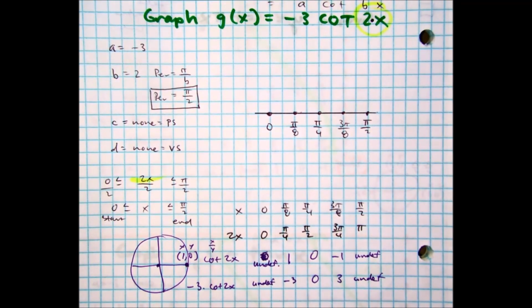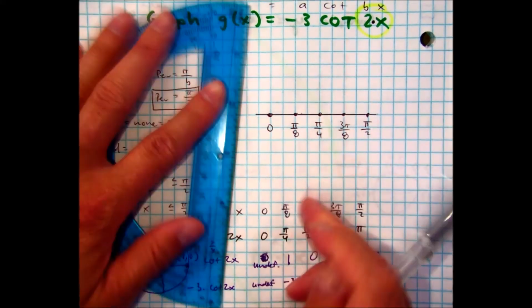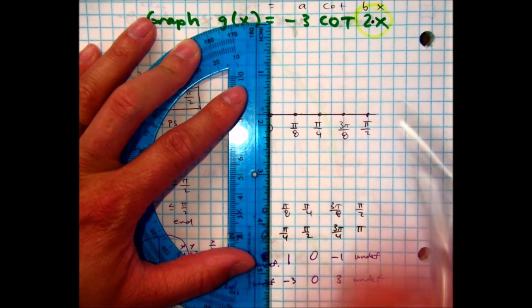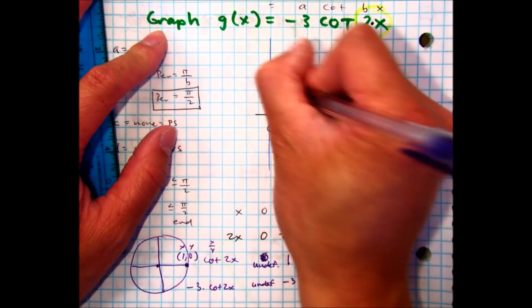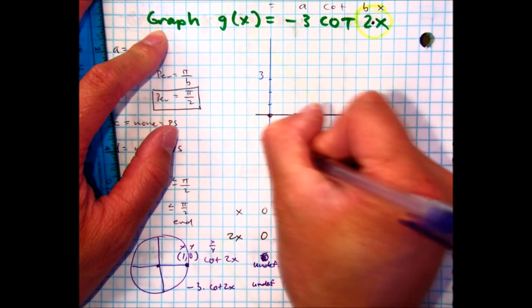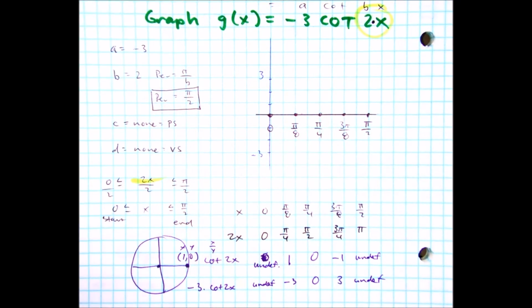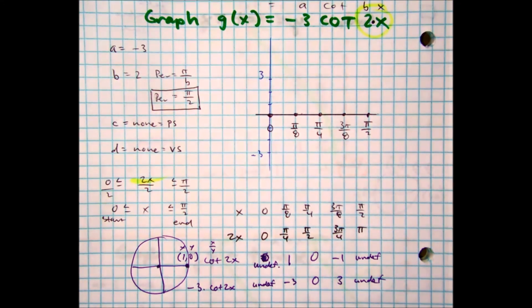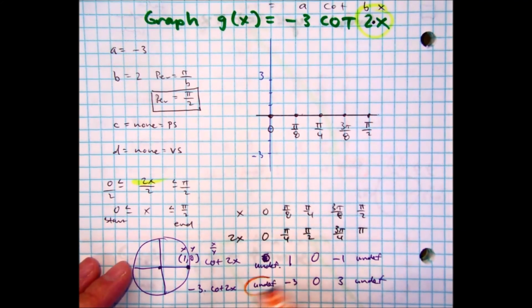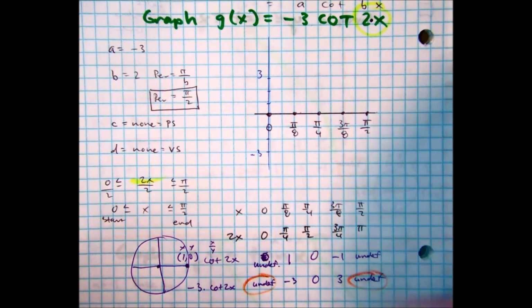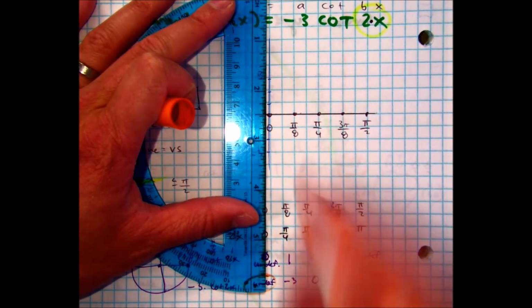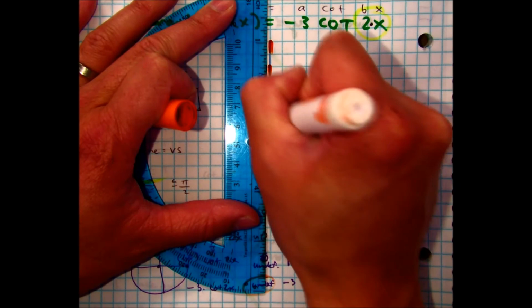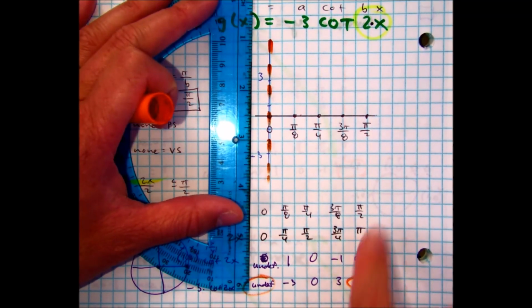Let's graph it. I recognize that my graph that I have is 0 here, so that's where my y-axis goes. Make your own scale. 1, 2, 3. 1, 2, 3. Negative 3. I like to graph the asymptotes first. I'll graph those in orange. So at 0 you have an asymptote, and at pi over 2.